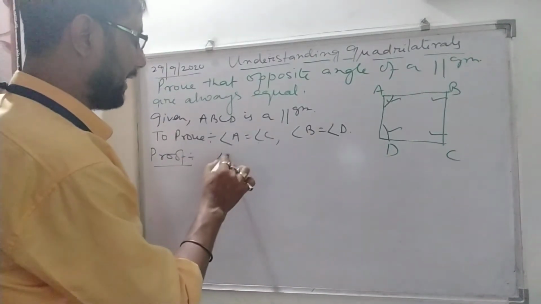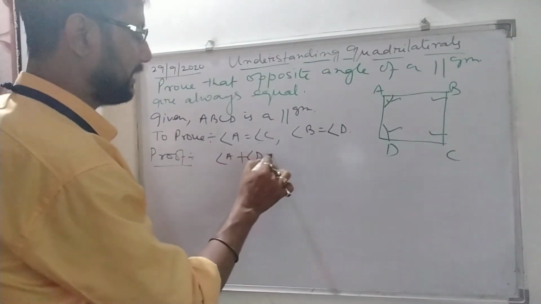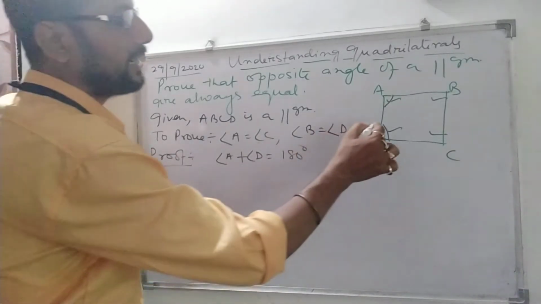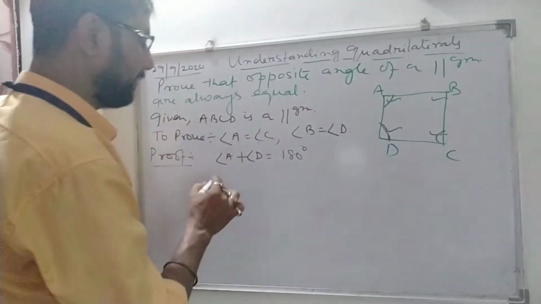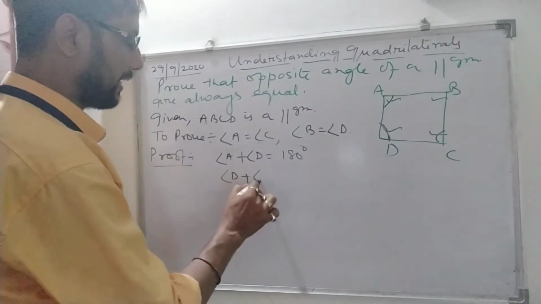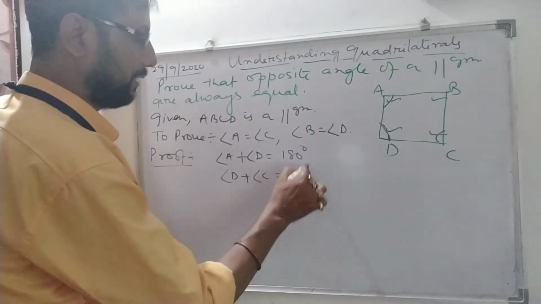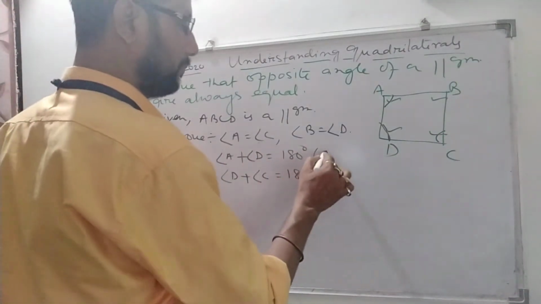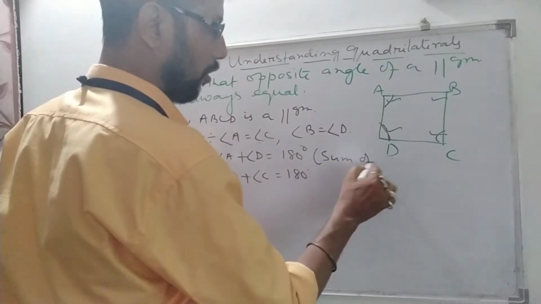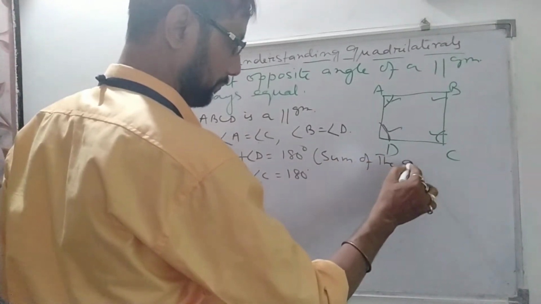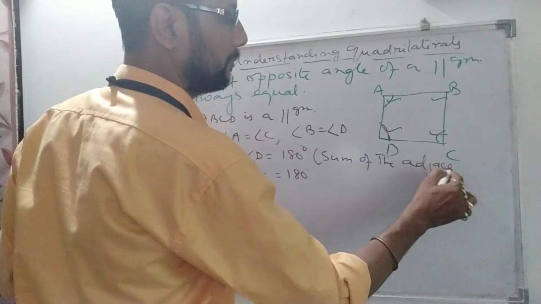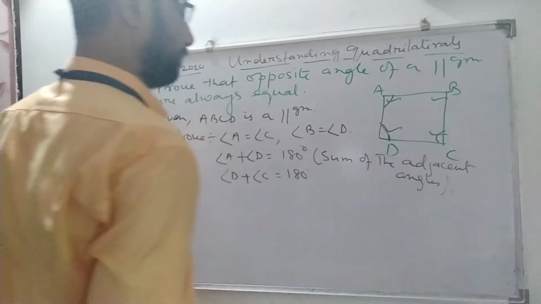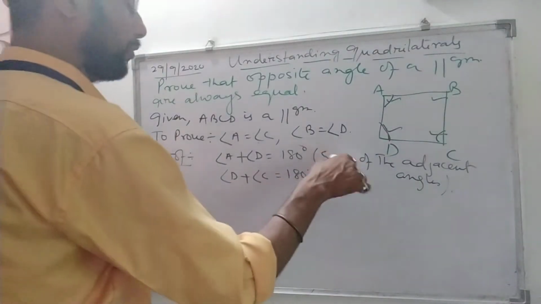That means angle A plus angle D is equal to 180 degree. And again we can say that angle D plus angle C is equal to 180 degree. D and C are also adjacent angles. The reason, sum of the adjacent angles, is for both the cases.